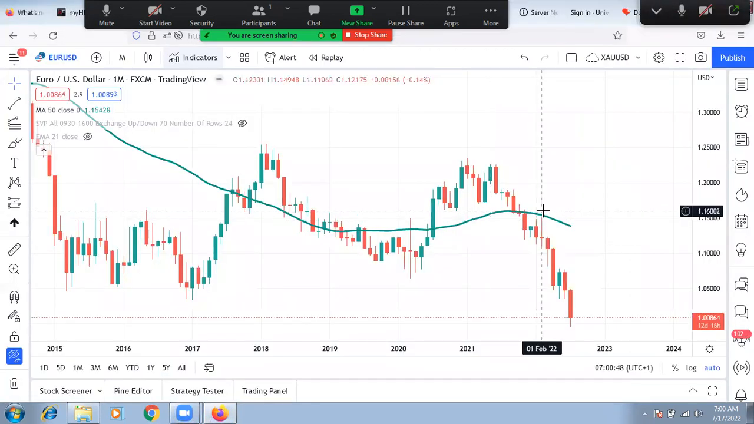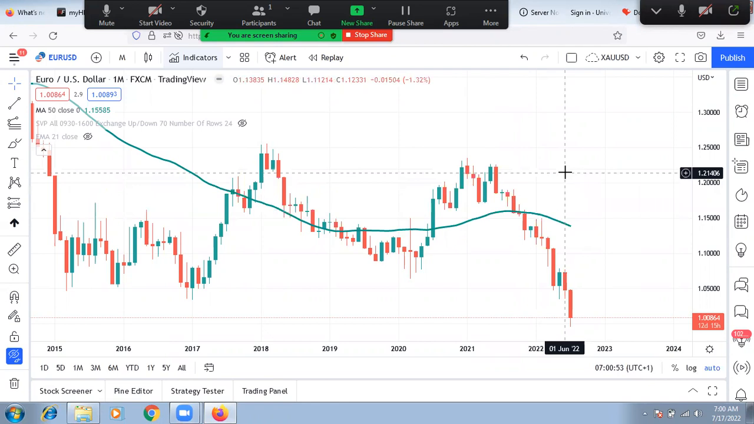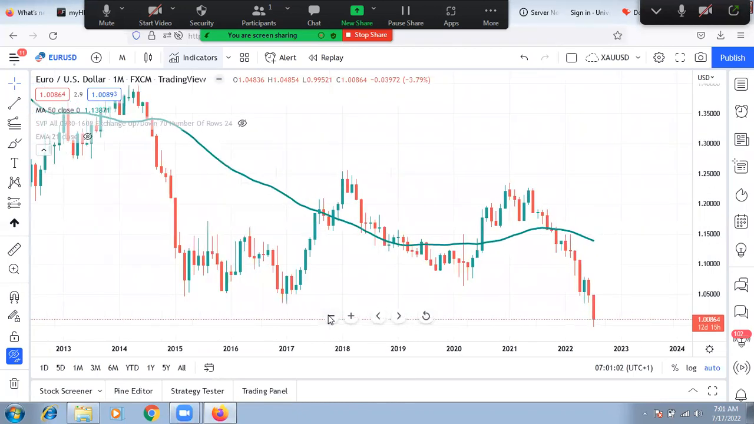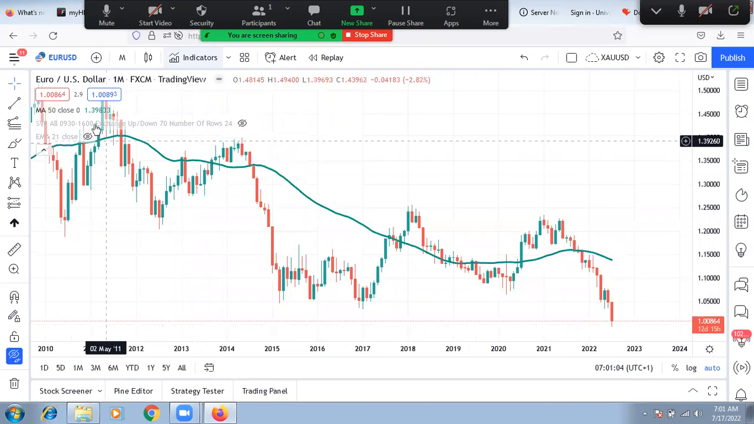Good morning, all. I'm going to try to be very quick about this and show us what is important. This is Euro USD. I'm pretty much going to dwell here on Euro USD.